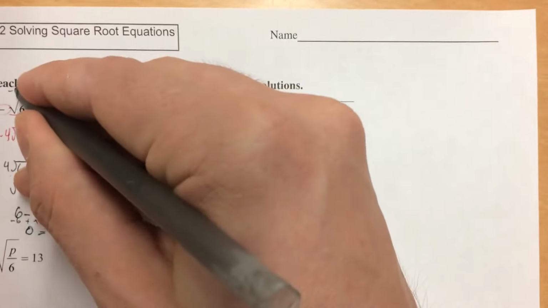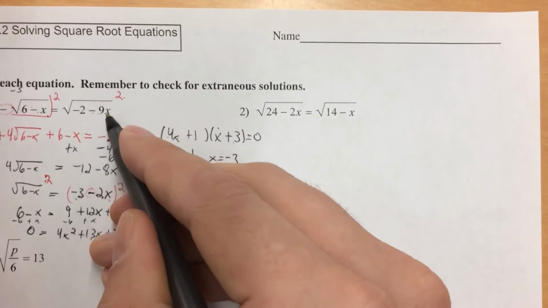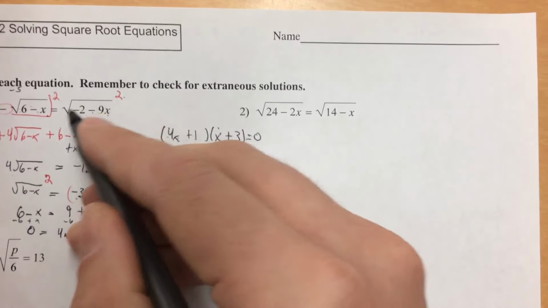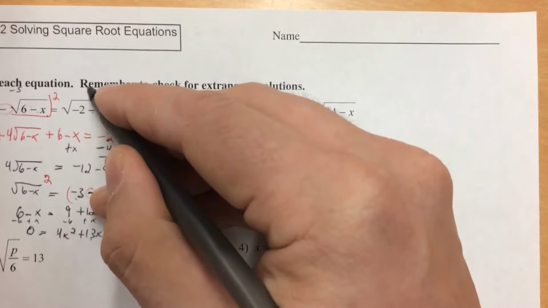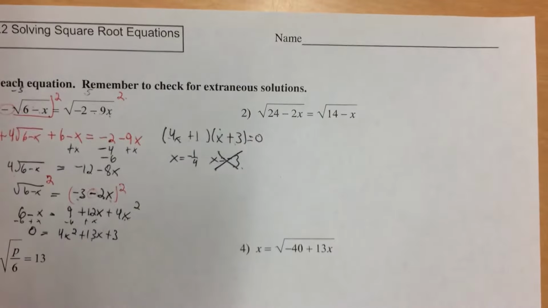-2 minus 3 is -5. On the other side, -9 times -3 is positive 27. -2 plus 27 is 25. Square root of 25 is 5. These are not equal to each other. -3 is an extraneous solution.